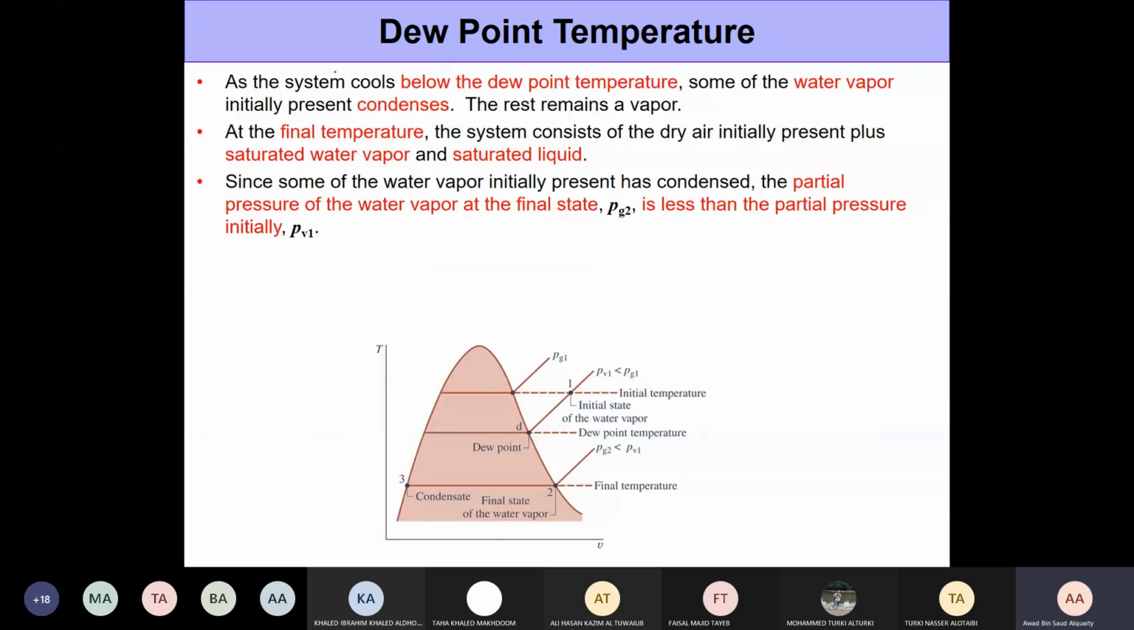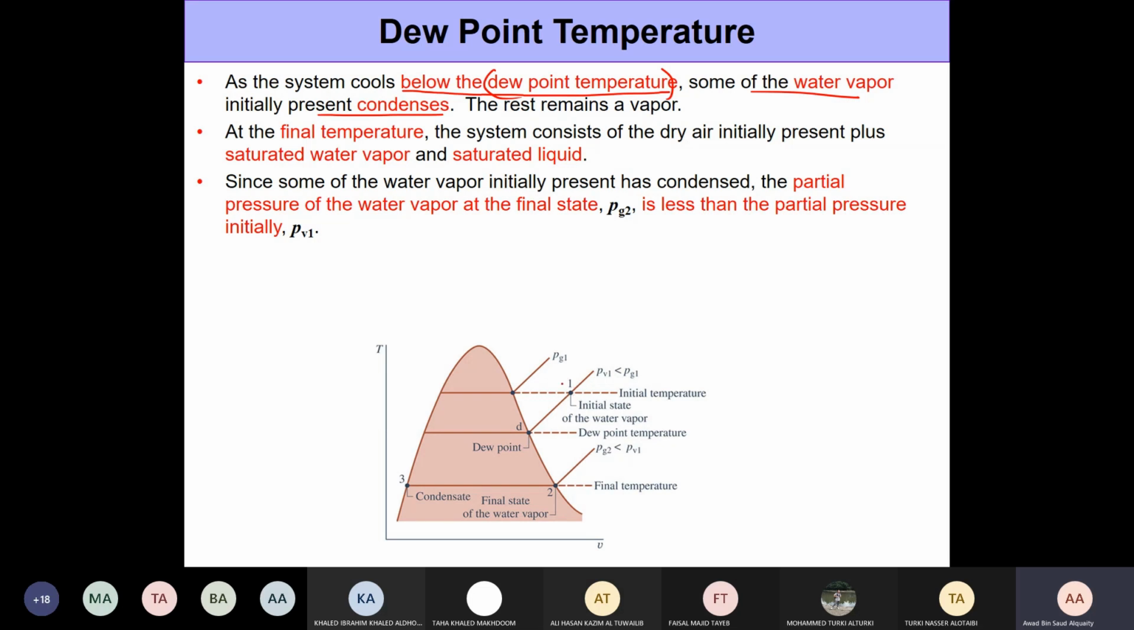So again, if you cool down the air below its dew point temperature, and here when I say air, I'm talking about the moist air, dry air plus water vapor, we know that some of the water vapor is going to condense. It's going to form liquid droplets. It's not in vapor phase anymore. It has converted to liquid. Of course, the majority of it still remains as a vapor.